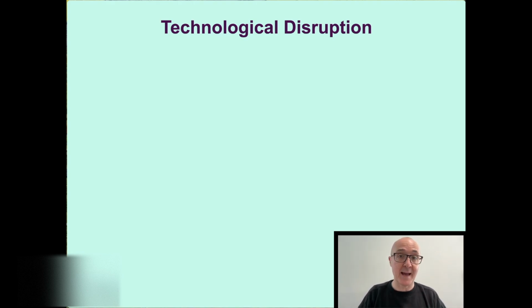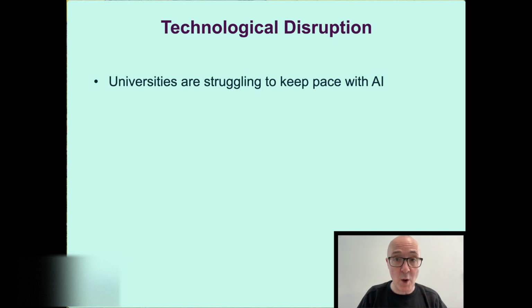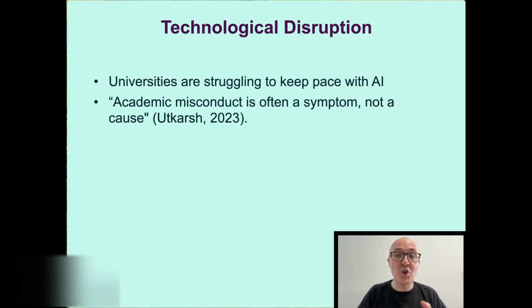Generative AI models like OpenAI's GPT have thrown higher education into crisis mode. Our existing systems and rules can't keep pace with the technology. Universities face significant challenges teaching students how to use AI tools ethically. Many students don't cheat because they're bad, they cheat because they're stressed or confused or unsupported. Academic misconduct is often a symptom, not a cause. Students cheat not out of malice, but from a rational response to a grade-driven system, according to Utkarsh.